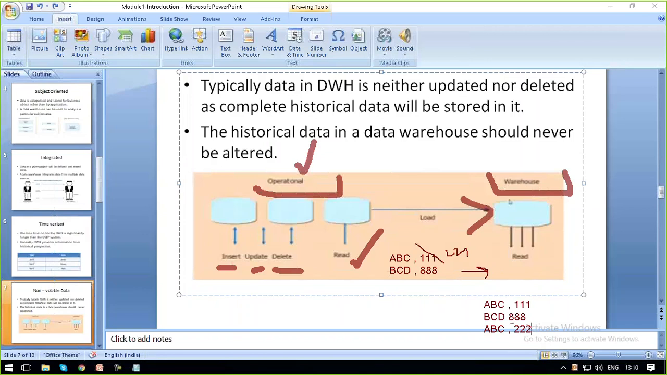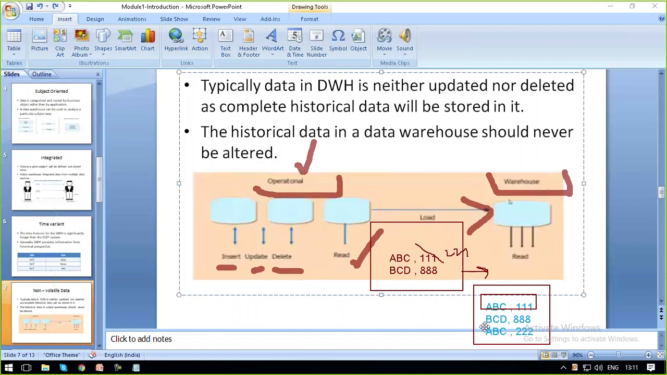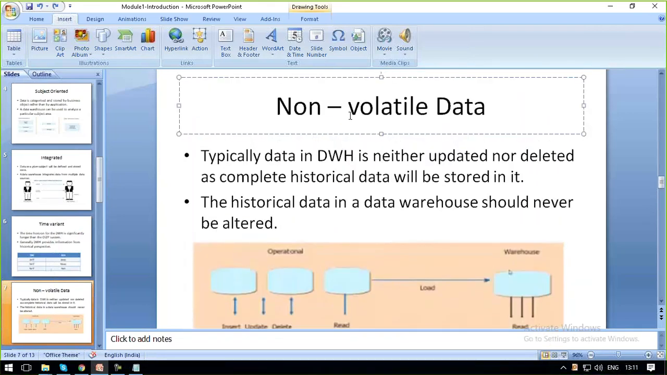This 222 is the new data, BCD 888 is the previous data, and ABC 111 is again the previous data that is being updated within the operational database, the operational data source within the OLTP system, but we are not going to replace our previous data. This is what will happen within the operational system, but within the data warehouse system we'll keep the historical data, we'll keep the history as well as the new data in our data warehouse. So this is what non-volatile means. We are not going to alter our data.